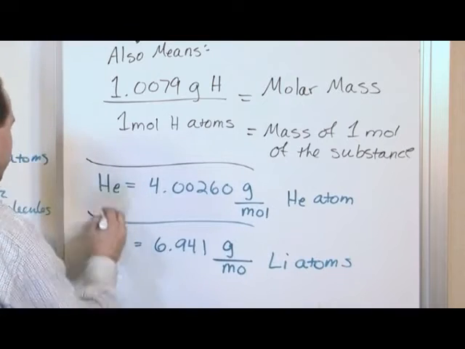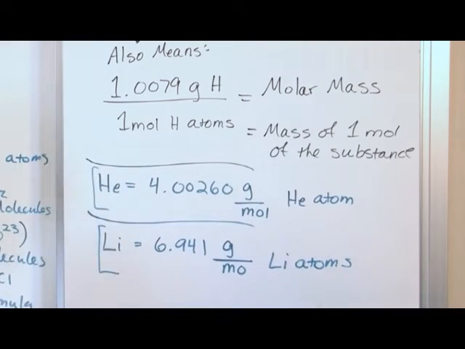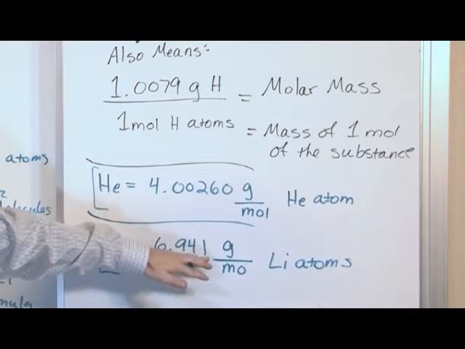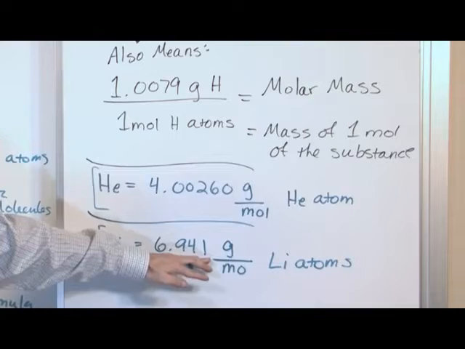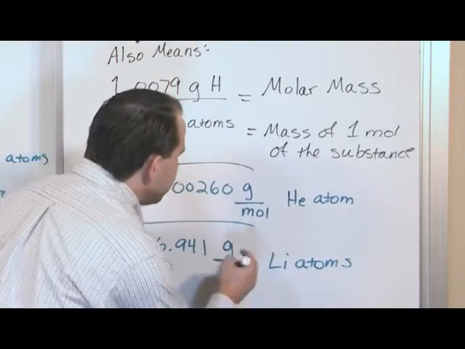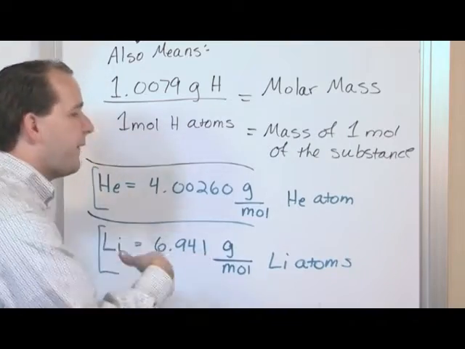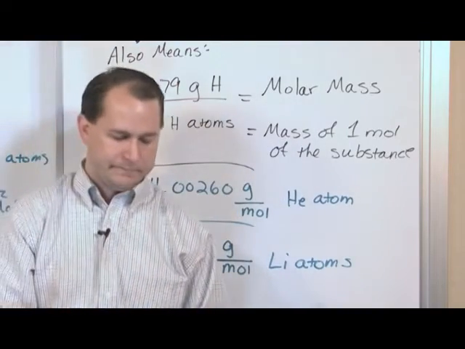So if I want to measure 1 mole of lithium atoms in a lab, I just measure this many grams of lithium. If I want to measure 2 moles of lithium atoms in the lab, I just measure this times 2. That would be the number of grams, because for every single mole I measure out, it is 6.941 grams. So if I want to double the moles, I've got to double that measurement.